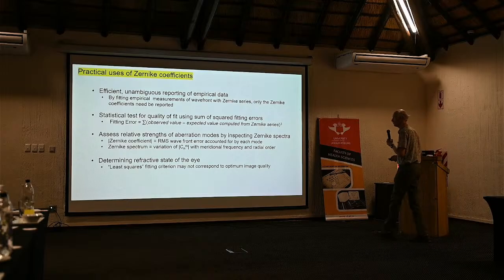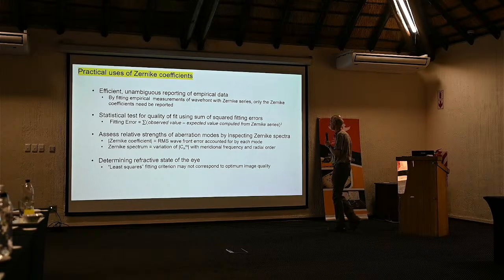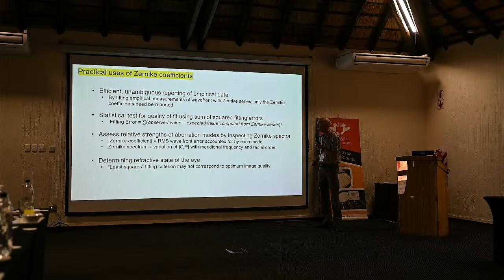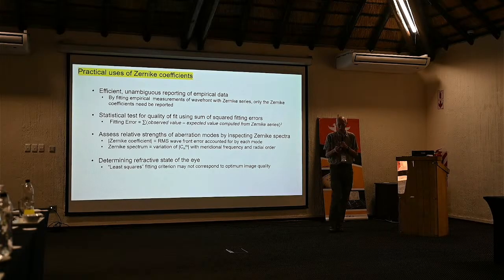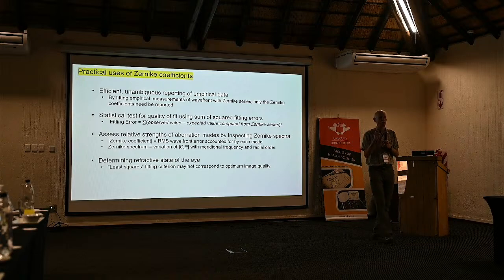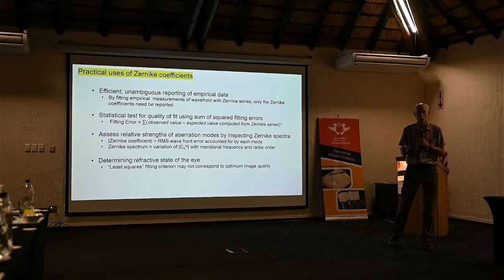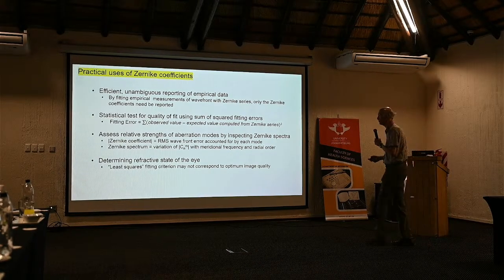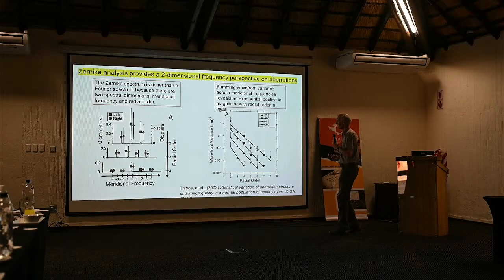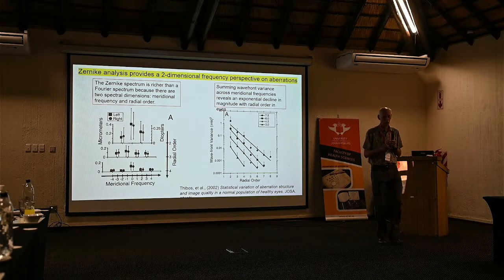The big one is to assess the relative strength of the aberration modes by inspecting Zernike spectra, and there's one that you'll like: determining the refractive state of the eye. So I'm talking now about the weighting coefficients, not the polynomials themselves. What good are the coefficients? So let me draw you another analogy.